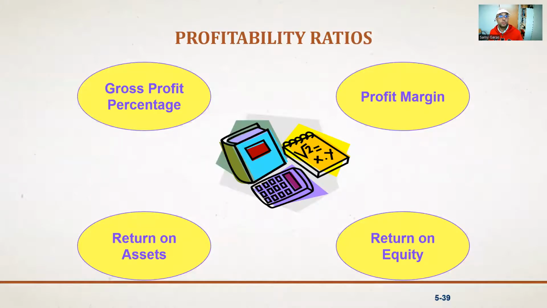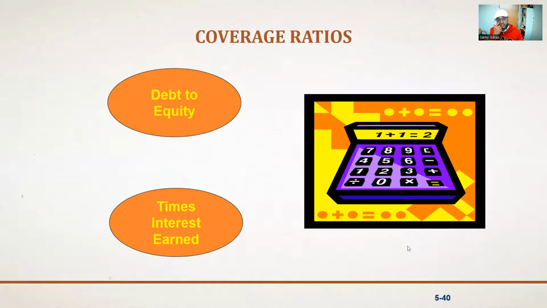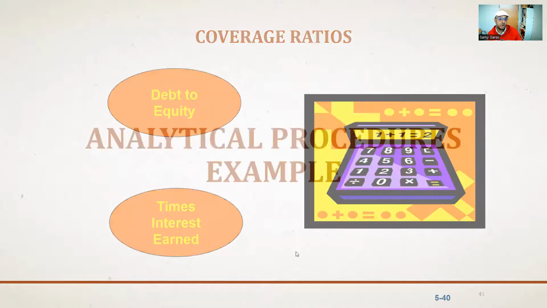The third group of ratios, we call it profitability, where we check the gross profit margin, the return on assets, the net profit margin, and the return on equity. And then the coverage ratio, where we check the company's ability to cover their long-term liabilities by checking debt to equity and times interest earned.